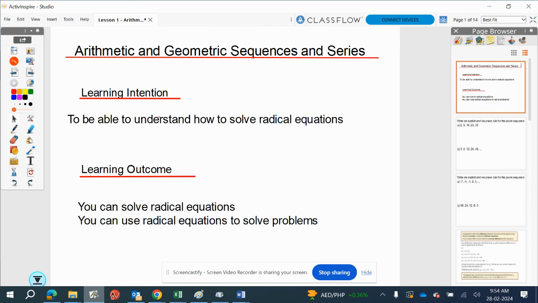All right, so we're going to have a look at arithmetic sequences. We're going to look at geometric sequences and series.